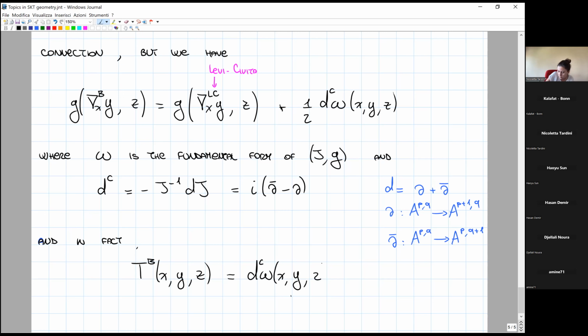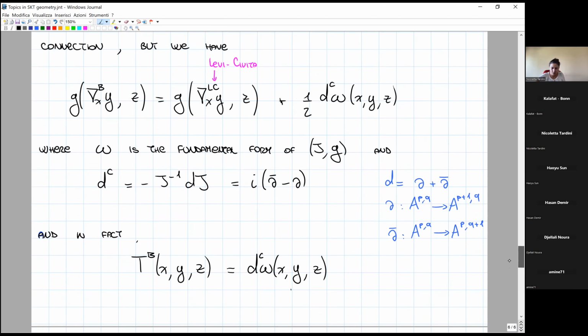Okay, one can prove this. We will not do it, but the torsion is exactly d^C of omega. And this is a three-form because omega is of degree two and d^C is increasing the degree, because we have the exterior derivative. So the Bismuth connection and the Levi-Civita connection do not coincide because we have this term that is related to the torsion of the connection, okay?